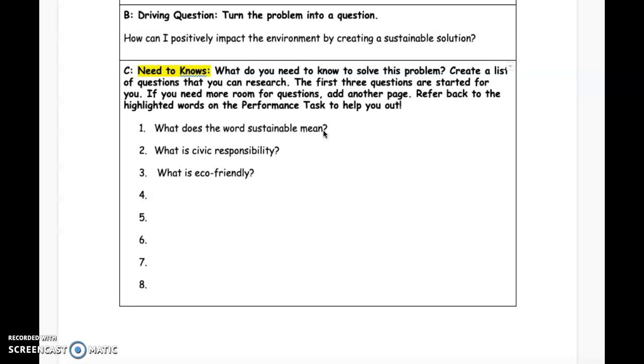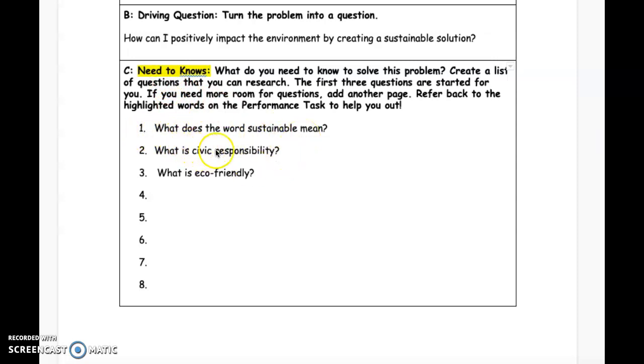These highlighted words might be words that you don't know or need to know more about. If those are words that you are unfamiliar with, then this is definitely the spot where you need to write a question. For example, if I don't know what the word sustainable means, I'm going to make a need to know question for that, like I did in number 1. What does the word sustainable mean?